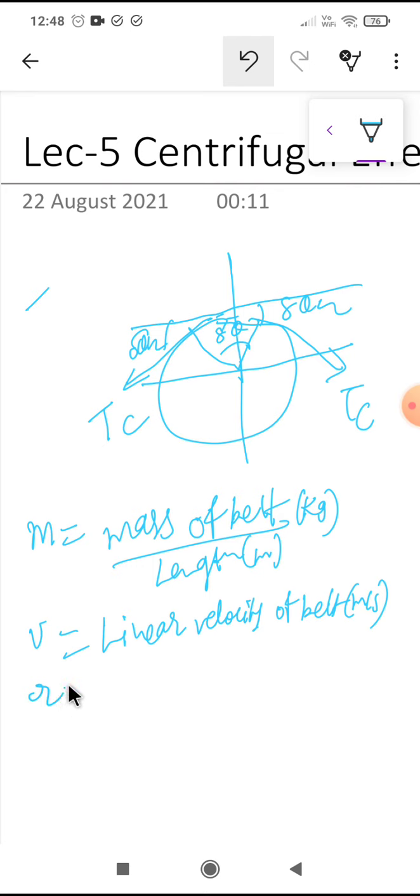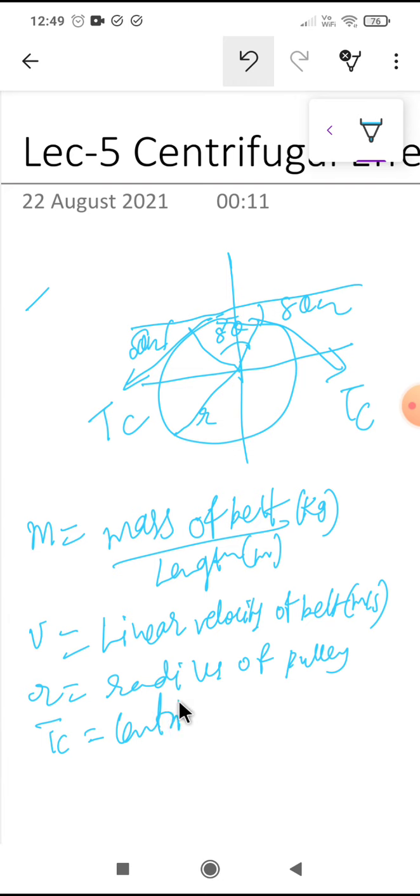Then r is equal to the radius of the pulley. So this is the radius of the pulley, this is r. Then TC is equal to the centrifugal tension on the tight side and on the slack side, centrifugal tension on both the sides. And FC will be the centrifugal force.